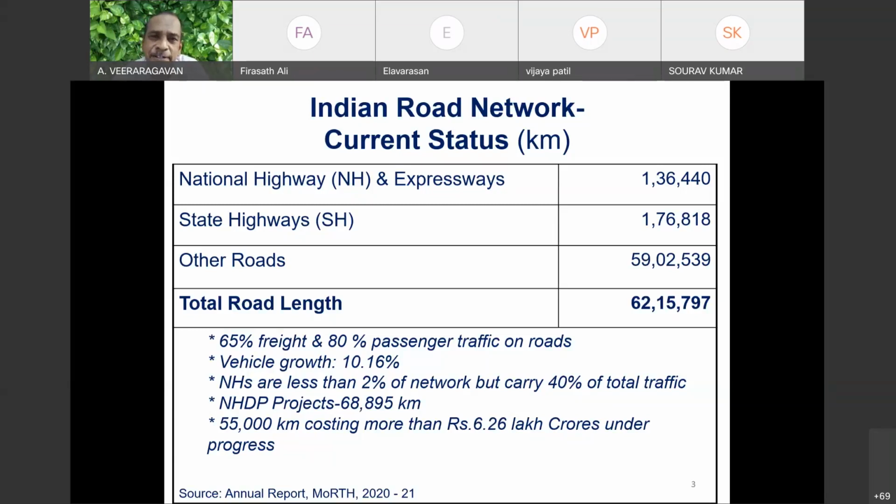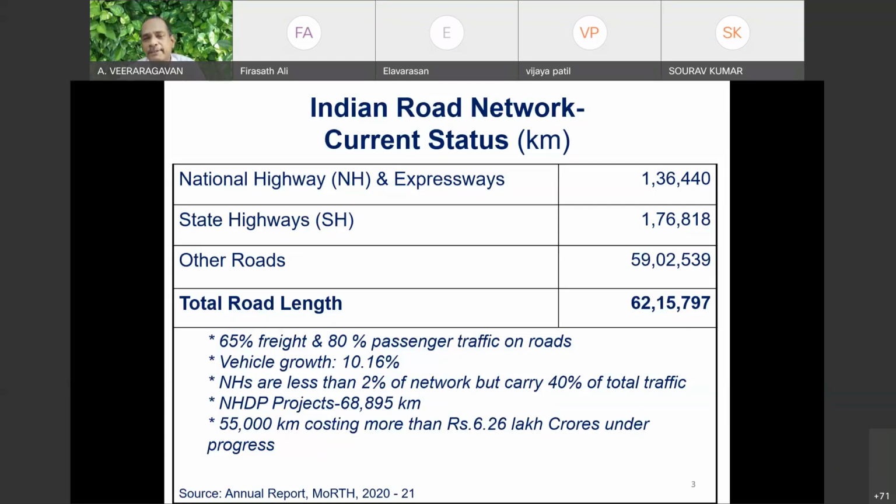So how much will it cost to construct 1 kilometer of a 4-lane highway or a 6-lane highway? The construction cost of a 4-lane highway can be anywhere between 10 crores to 12 crores per kilometer. The cost of constructing a 6-lane expressway can be anywhere between 15 crores to 20 crores per kilometer. Now you can multiply the length of the road by the cost I am talking about. So that is the investment that we have made in road infrastructure.